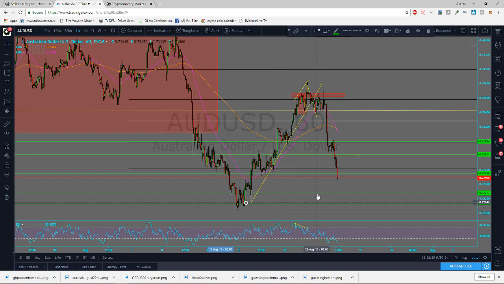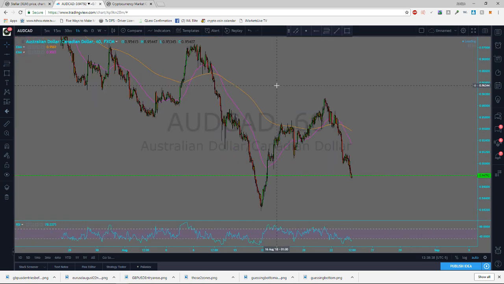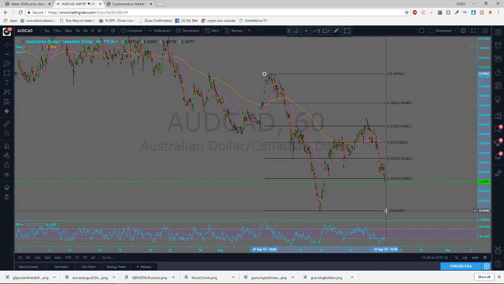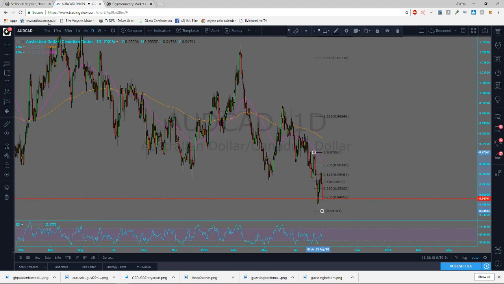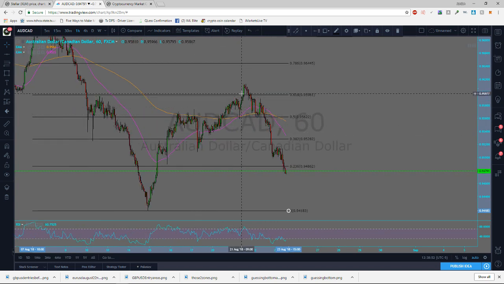Okay, so let's show you a different pair, same strategy. High, low, 61.8. Long term, downward. Okay, price coming up to the area. We don't guess, we wait for rejection, and we get in on retest.